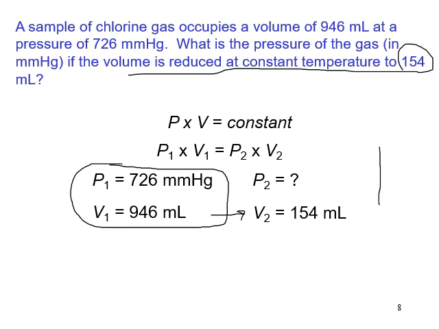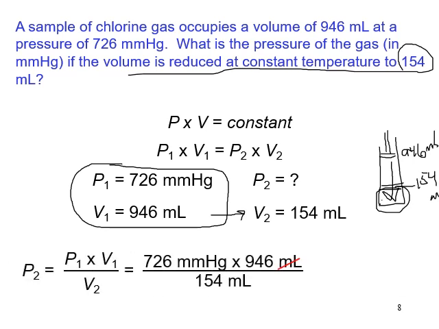So this is kind of like a piston, or a syringe, where you have a sliding thing that I can push down. If there was a sample of gas in here at 946 milliliters, and then I pushed it down to 154 milliliters, then the gas in here is going to be under a greater amount of pressure. That turns out to be 4,460 millimeters of mercury, which is quite high. So that's Boyle's law, the relationship of pressure and volume at a constant amount and temperature.